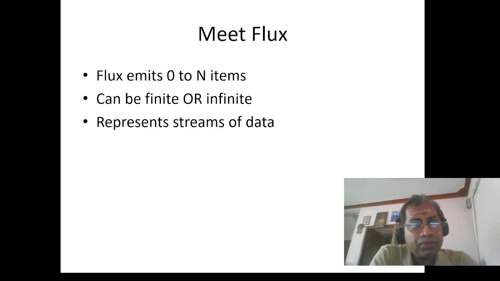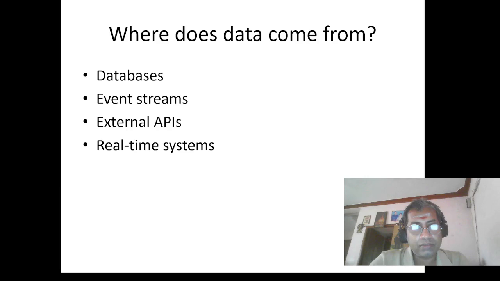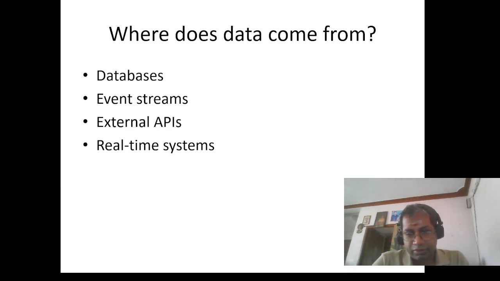Imagine this: every second a new price comes in, and this can go on continuously. This data can come from anywhere: a database, an event stream, or an external API. Flux doesn't care. It just emits data. Now, here's the interesting part.